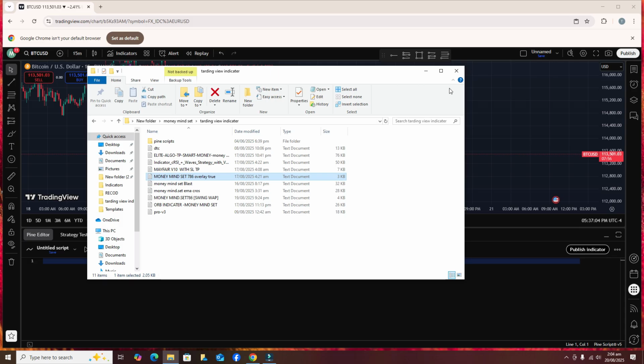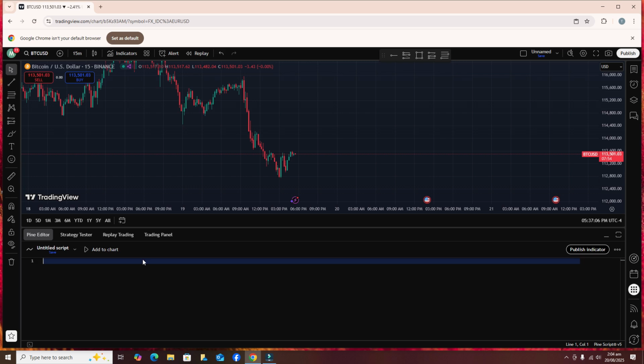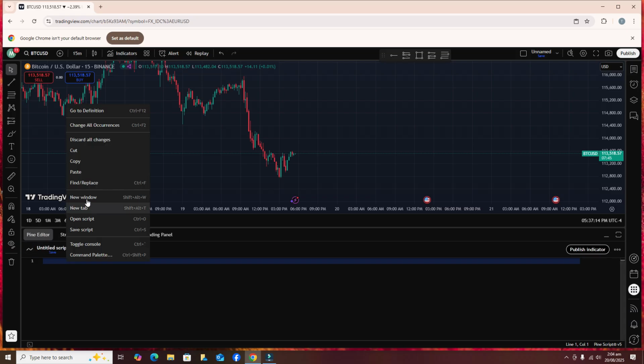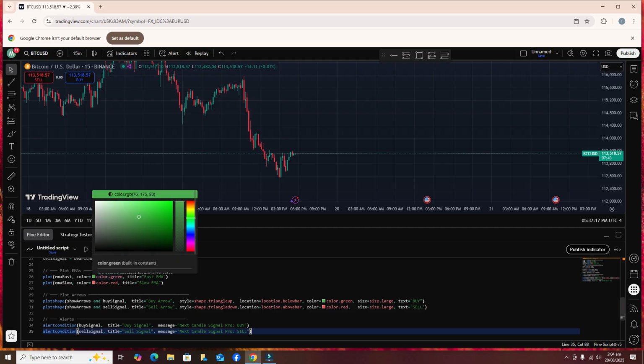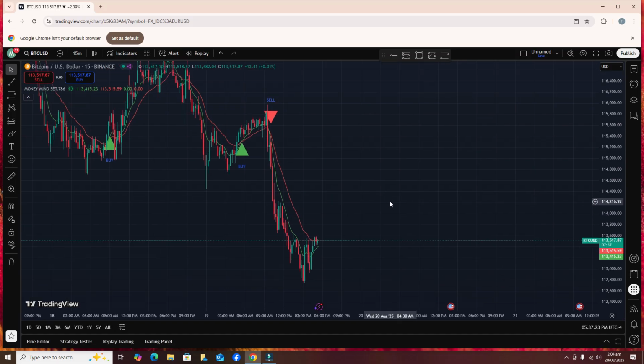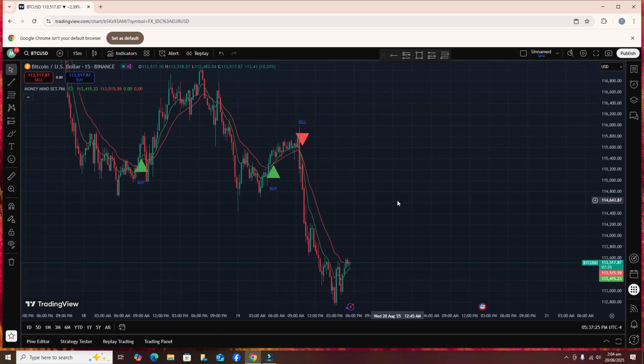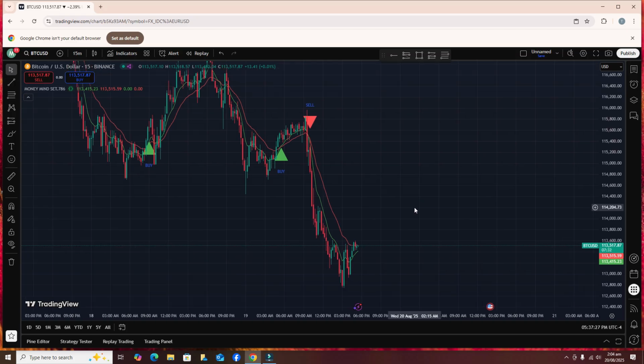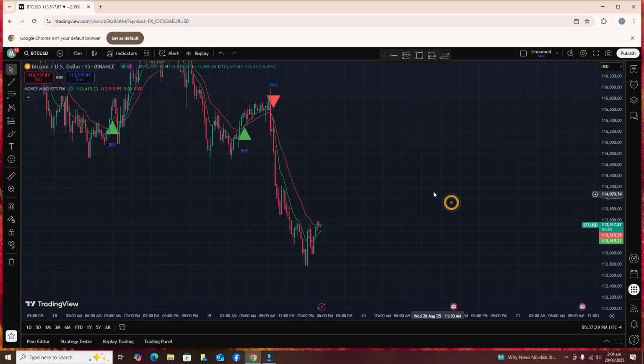Okay, the script is copied. Close it and go to the Pine Editor and paste. This script is pasted, so add it to the chart. Now you can see the signals showing on your screen.